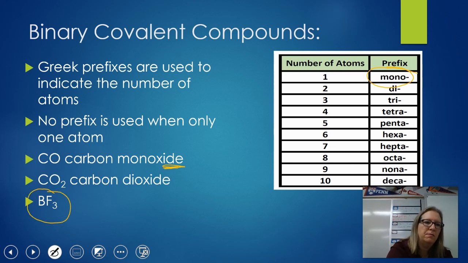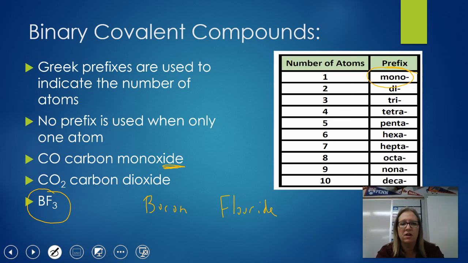So here I've got boron and fluorine combined together, okay? Remember that anion is going to take on that IDE suffix there. So this is boron fluoride. Then we want to put a prefix on it to indicate how many. As we see that the prefix is tri. So this is known as boron trifluoride, okay?